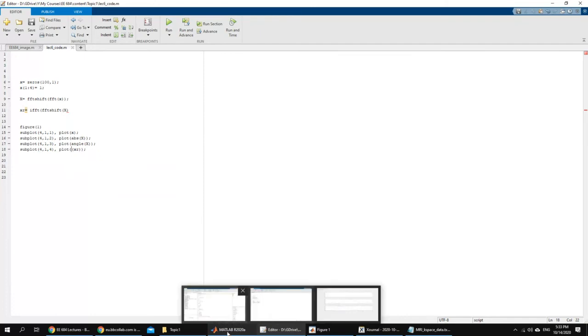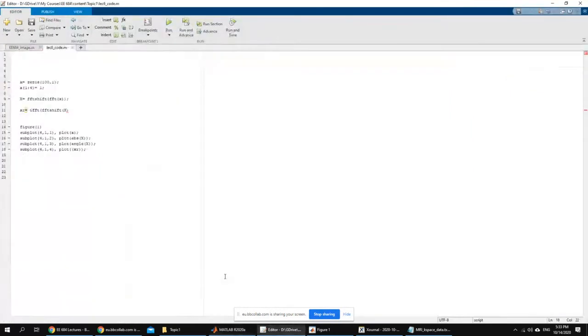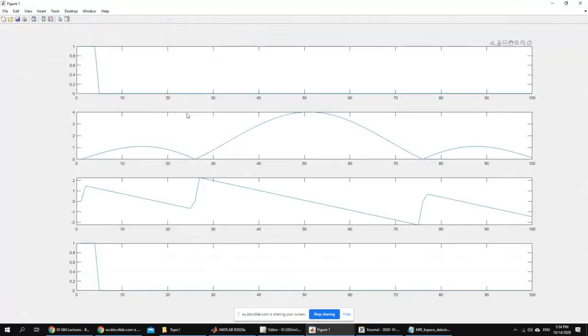Calling function, indexing a variable. Okay, sorry. Parentheses. How do you like that?